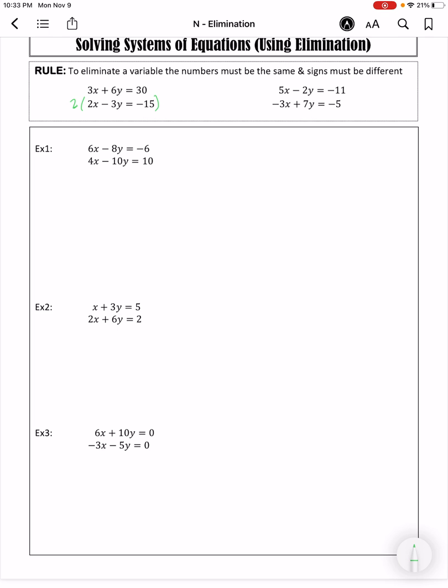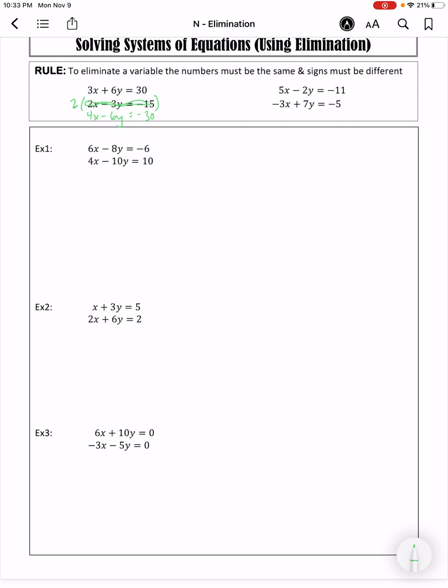By multiplying by 2, this would become 4x minus 6y equals negative 30. Then, if you look, my y's would eliminate each other. 6y minus 6y would be 0. And then I could go and solve for x. Again, the same thing on the other side.